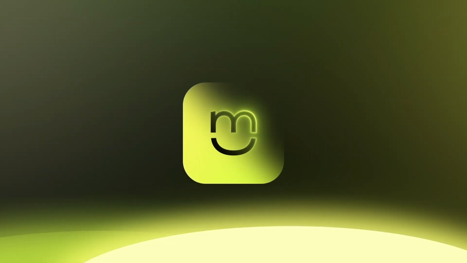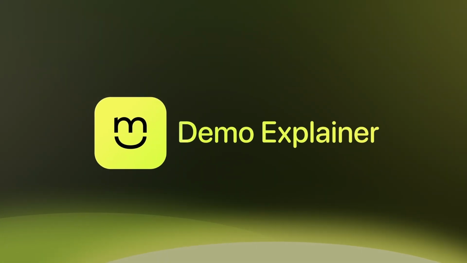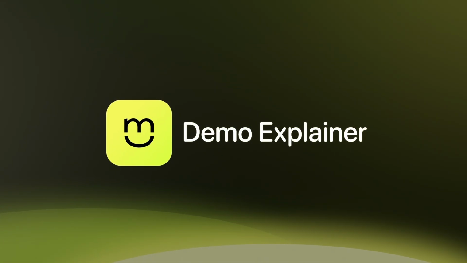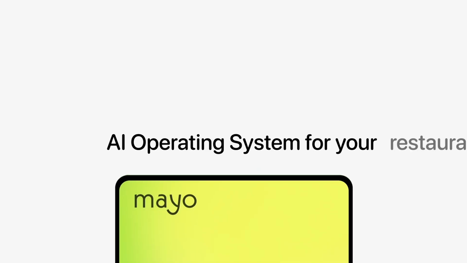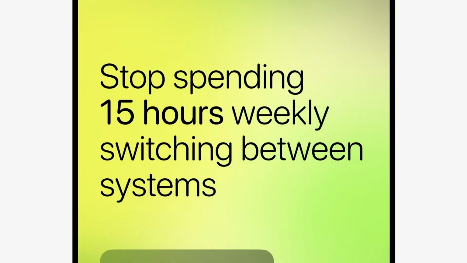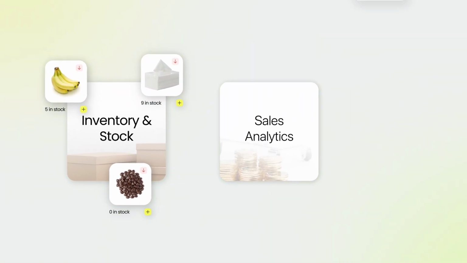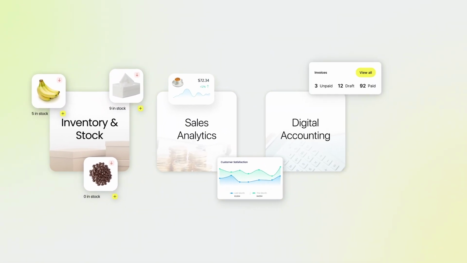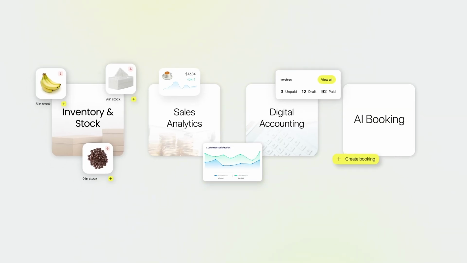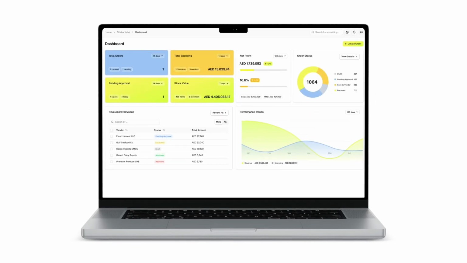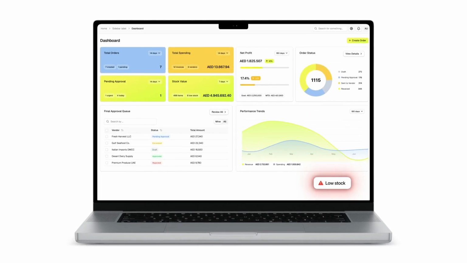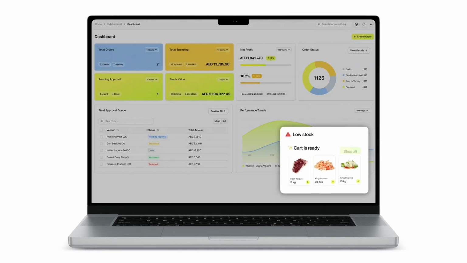Hi, in this demo I'll show you how Mayo works, from basic administration settings to your personal GM assistant. AI operating system for your restaurant. It brings all key parts of your business into one place: revenue, procurement, analytics, staff performance, reservations, and daily operations. With Mayo, you can see what's happening in real time and make faster, data-driven decisions.